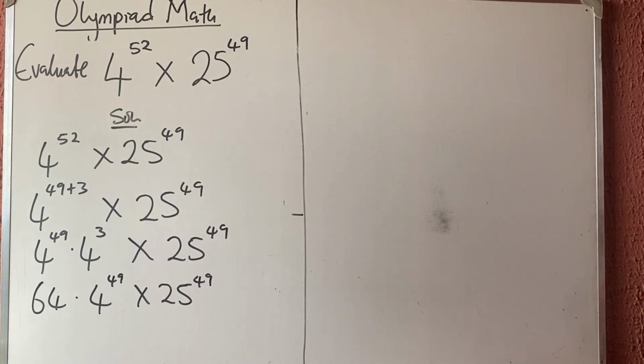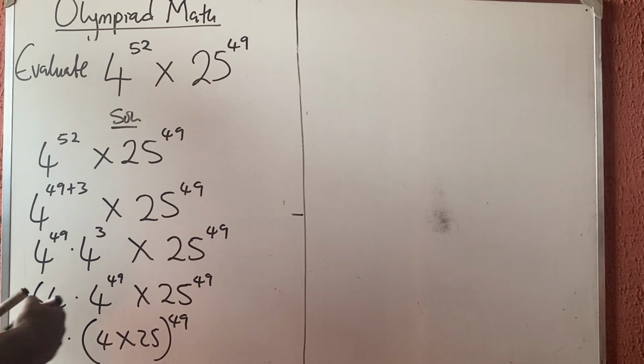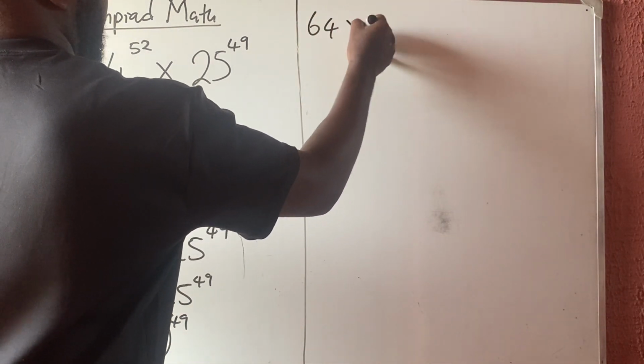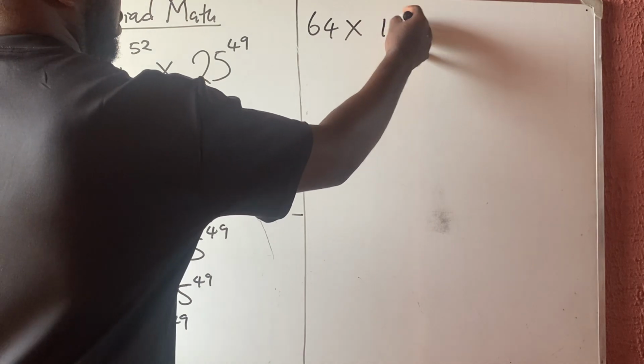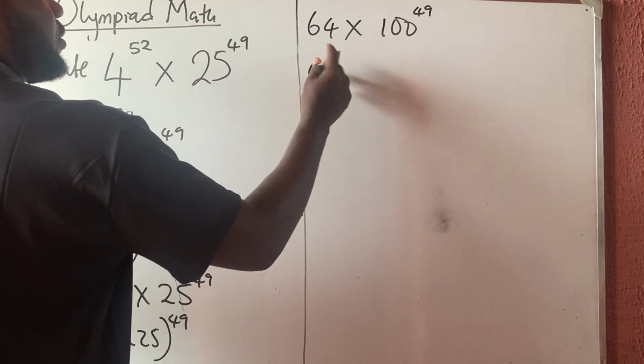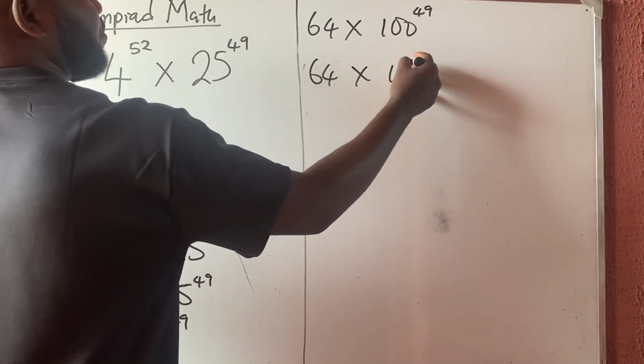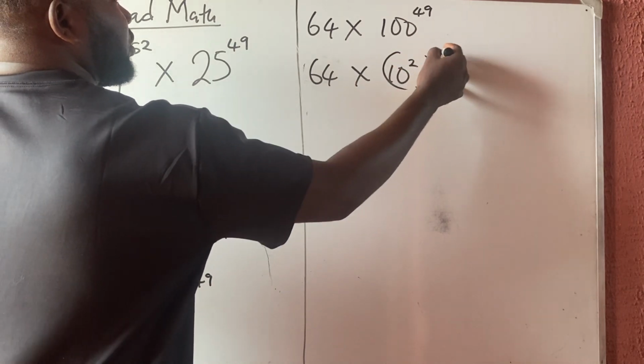Now according to indices, you can put both of them in brackets because they have 49 in common. So this is 64 times, in bracket, 4 times 25, then raised to power 49. So to finish it up, this is 64 times, this time this is 100, so 100 raised to power 49. Now to break this down, this is 64 times 10 raised to power 2, then all bracket to power 49.